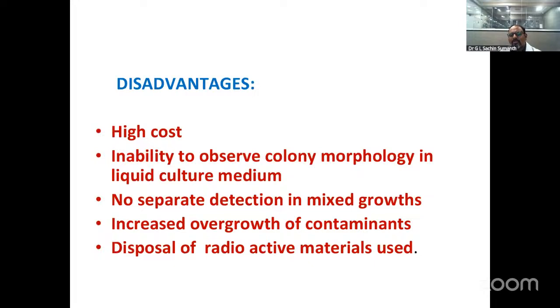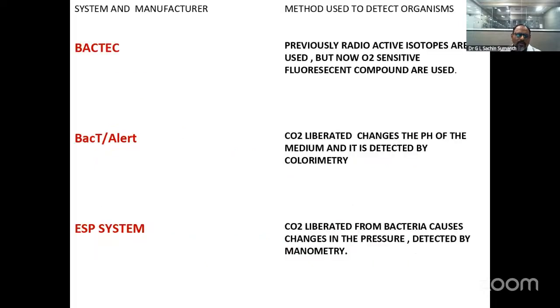But there are some disadvantages on the other side of the coin. They can cost a little bit higher, and with the conventional bacterial blood culture bottle, we can see the colony morphology and assess what it is. That we cannot see because the bottle is placed inside the machine. There is also limited detection in mixed growth, sometimes increased overgrowth of contaminants can occur, and sometimes the disposal of radioactive materials can be a disadvantage for this kind of automated systems. We come across automated systems like Bactec from BD Diagnostics, BacT/Alert from bioMérieux, and ESP system, and some of them, like Bactec, use radioactive isotopes for diagnosing this.